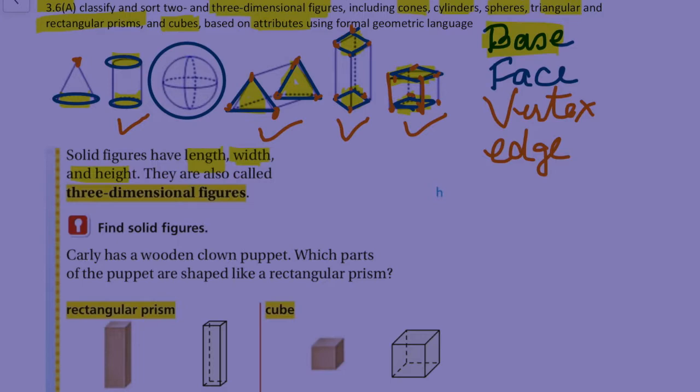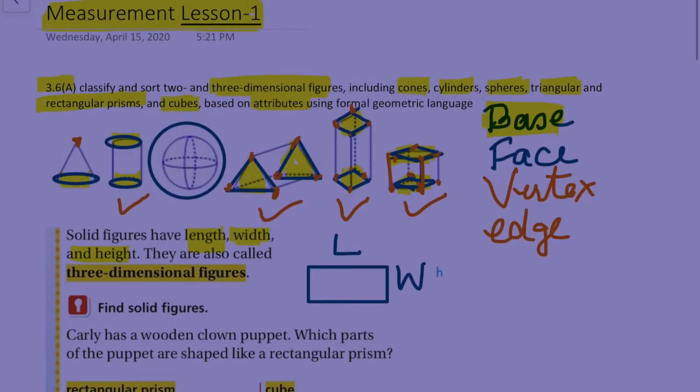Compared to 2D, two-dimensional shapes have only two dimensions. A rectangle has only length and width. So when it has length and width, that is only two-dimensional. If we add height to it, it becomes three-dimensional. Okay, so we're moving on.